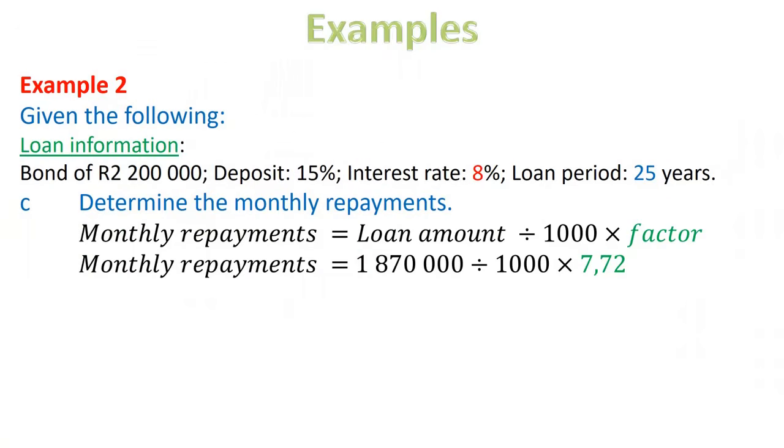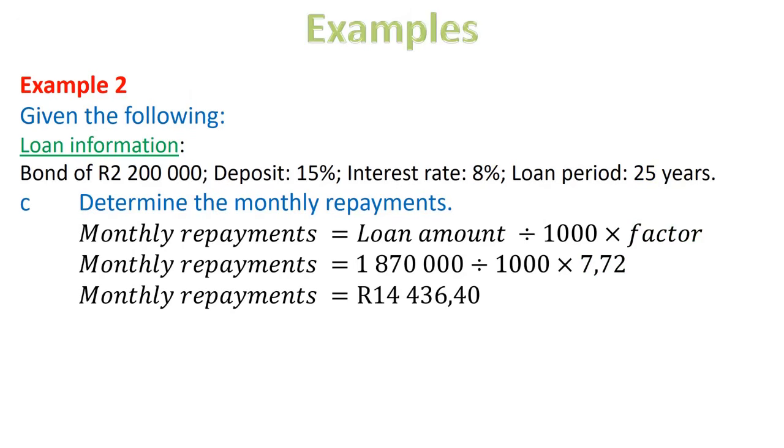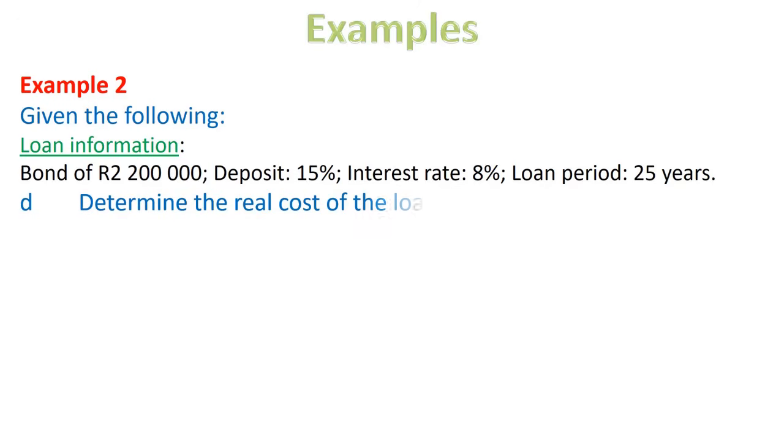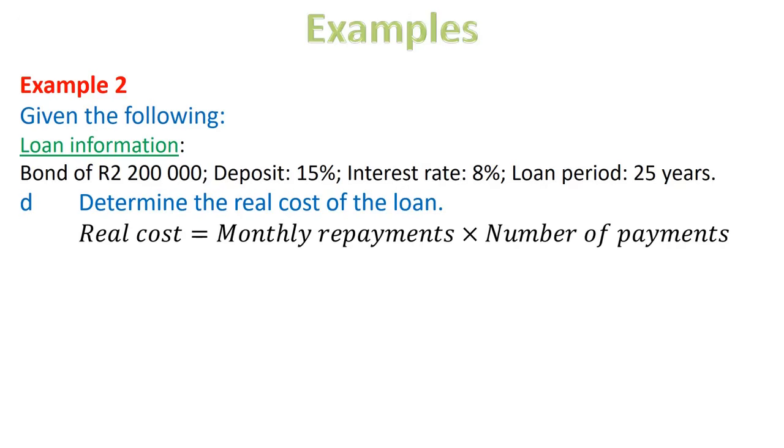Let's get rid of that, and that means my monthly repayments equals, you put that all into your calculator, 14,436.40, and those are the monthly repayments. D. Determine the real cost of the loan. Again, our formula, the real cost equals the monthly repayments times the number of payments. Well, my monthly repayments we've just worked out, and that's 14,436.40.